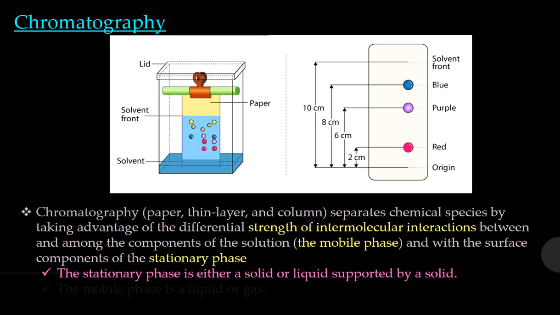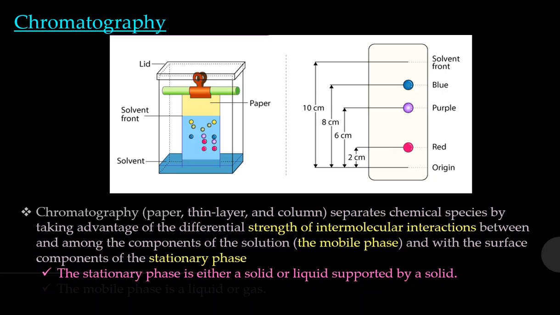The mobile phase is the one that usually creeps up the paper or the plate, and the ones that are more attracted to the mobile phase are going to have more similar IMFs than the ones that are in the stationary phase. If it doesn't move very far, it has IMFs that are more similar and attracted to the ones in the stationary phase. Stationary phase is either usually a solid or liquid supported by a solid.